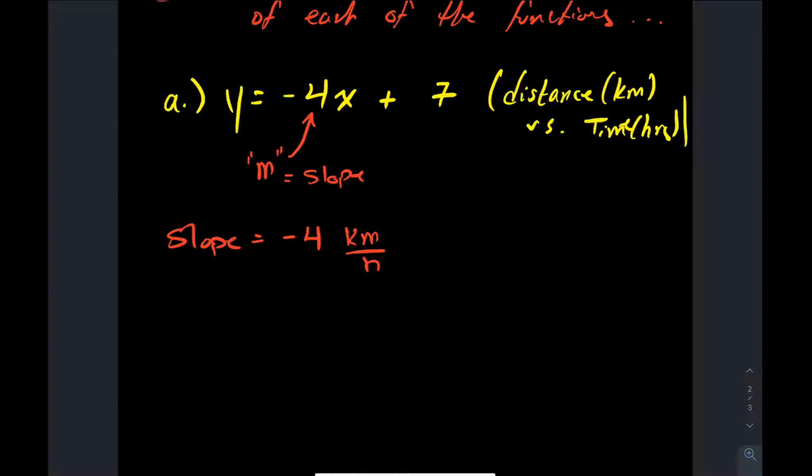If there was no context given to you, you would just write negative 4. This is why I add context: just saying the slope is negative 4 doesn't give you much information. This is telling you that for this function specifically, which models distance versus time, the driver is going in reverse, because it's negative. He's going in reverse at 4 kilometers an hour.